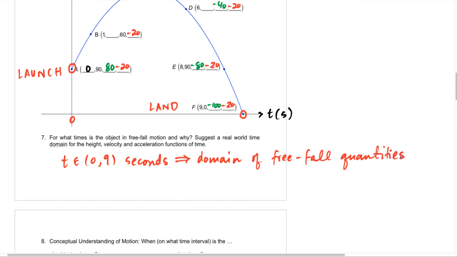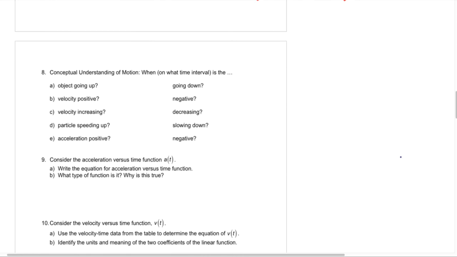Okay, the next question is asking to talk conceptually about motion. This is for you to write on your own. It would be a really good idea for you to pause the video and to figure out when you think the object is going up, when it's going down, when the velocity is positive, when the particle is speeding up, and so on. The work we've done already may help to clear up your misconceptions if you had any, but really try to answer it based on your pre-existing understanding of motion.